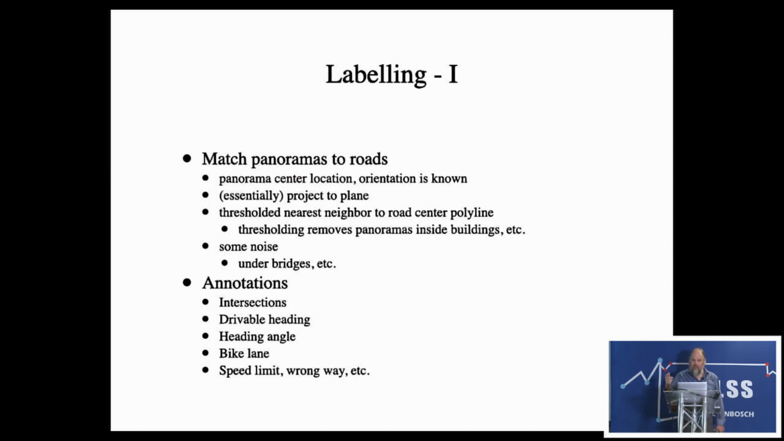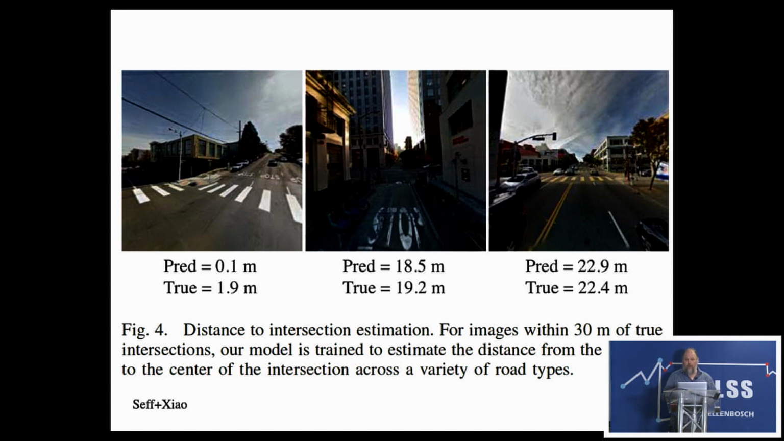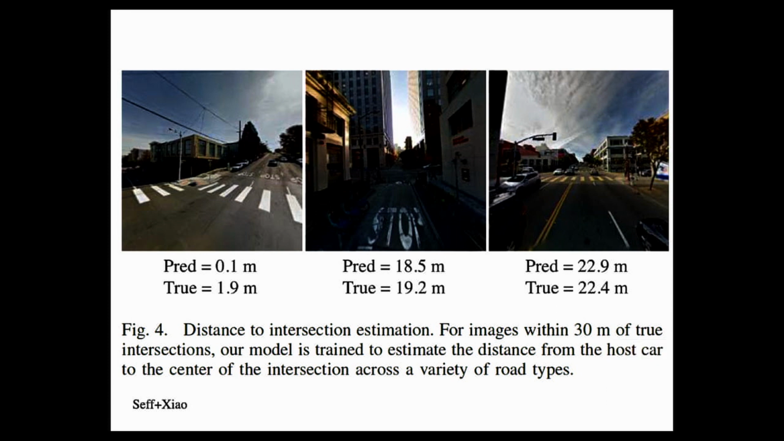I'm basically going to match those panoramas to roads. I can get annotations of intersection, of drivable heading. If I go this way, is it drivable? If I go that way, is it drivable? Heading angle, bike lane, speed limits, wrong way, etc. And then I get classifiers. These classifiers are going to predict fairly accurately how far I am from an intersection. So in the first case, the prediction is about 0.1 meters, and true is 1.9 meters. A couple of meters, that's pretty good. Prediction 18.5, true 19.2, pretty good. Prediction 22.9, true 22.4, pretty good. So I know how far away I am from intersections.